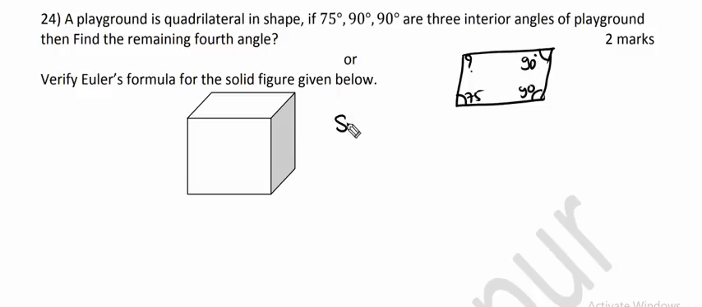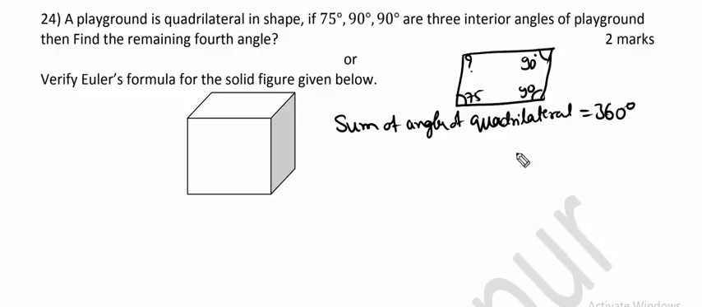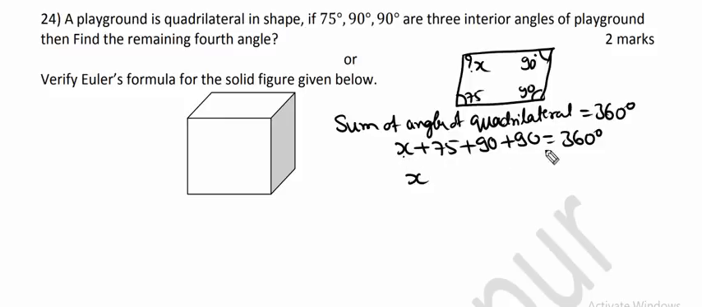So we already know the sum of angles of a quadrilateral. Sum of the angles of a quadrilateral is equal to 360 degree. Here we have three angles. So one we don't know, we put this as x, that is x plus 75 plus 90 plus 90 total is equal to 360 degree. So we have to add these numbers. We don't add this x with these numbers, only these numbers.